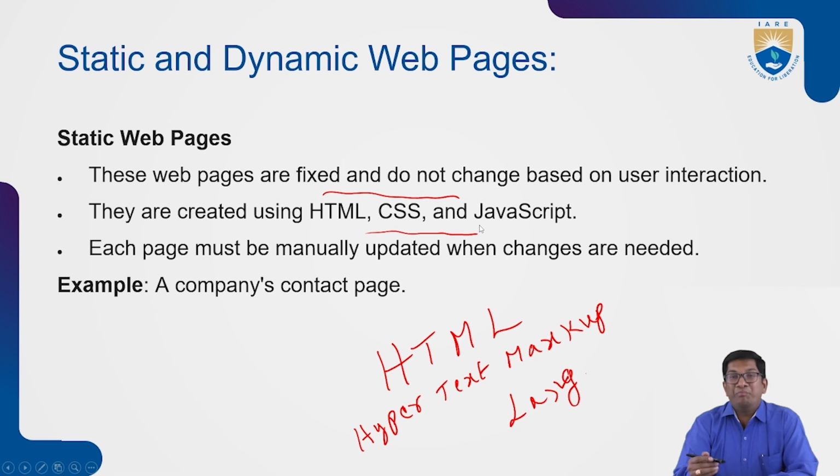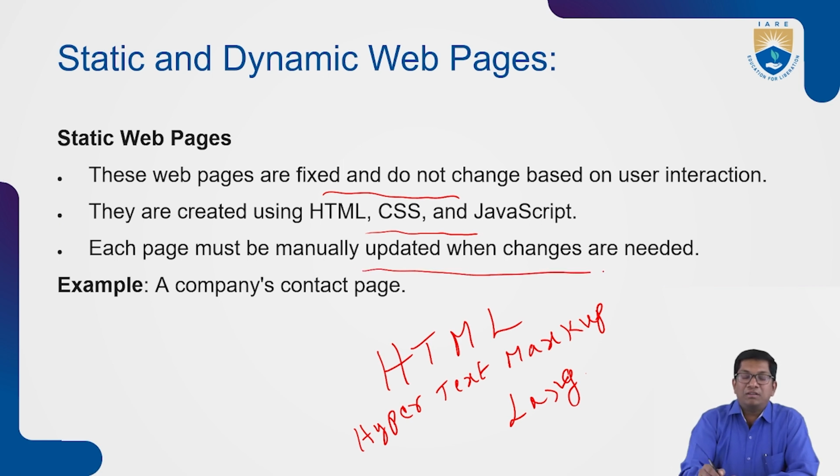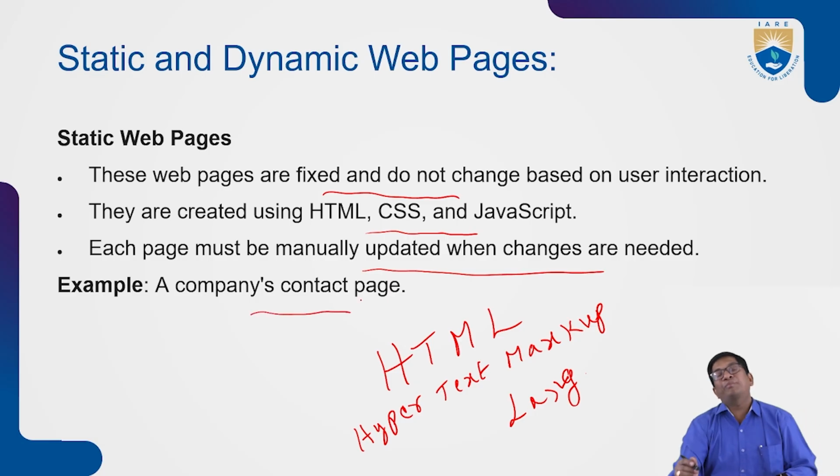Each page must be manually updated when changes are needed. So if we want to change some text, the address, or the location, again we have to open the HTML code, edit it and save the file. So that is a static web page. A simple example is a company's contact page.